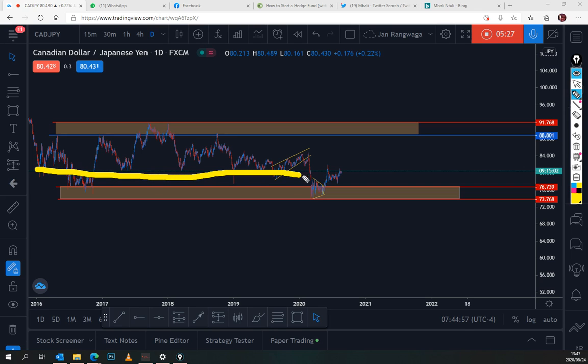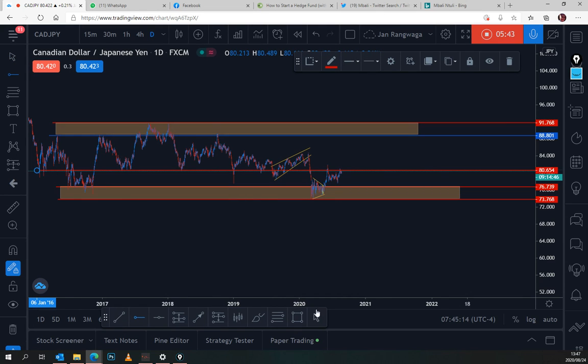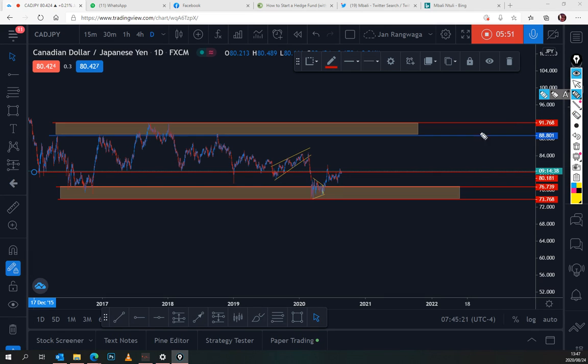If you look at this line here, I'll put a proper horizontal line. There we go. Look what has been happening here. This is what we are seeing: support, support, support, support, support, support, support, support, resistance, resistance.